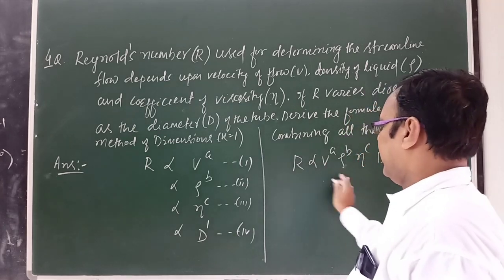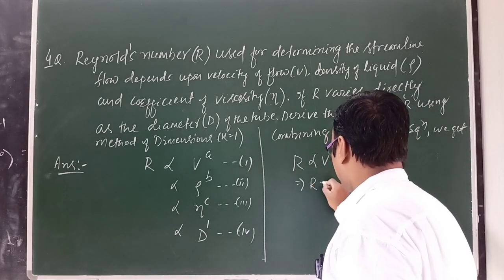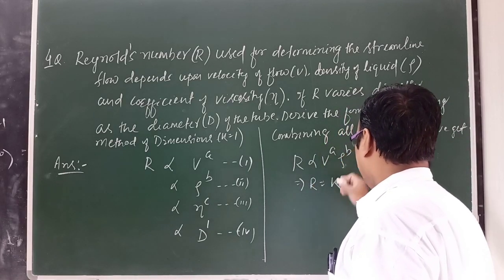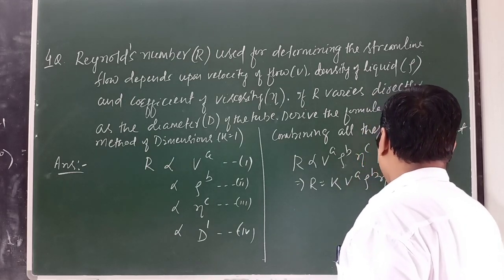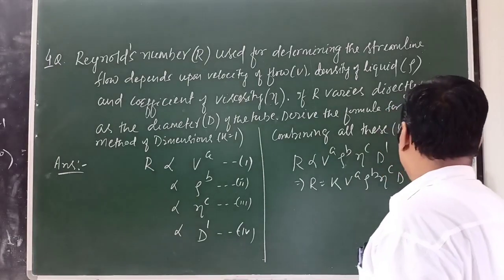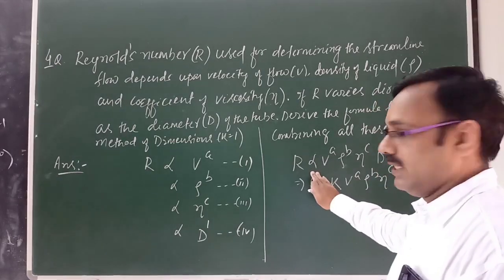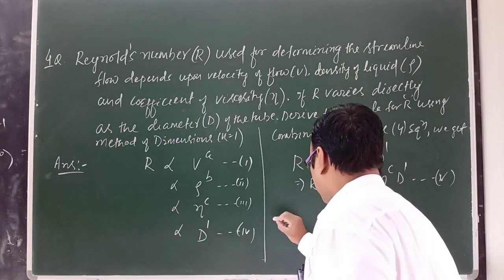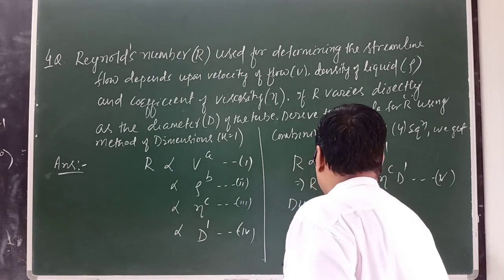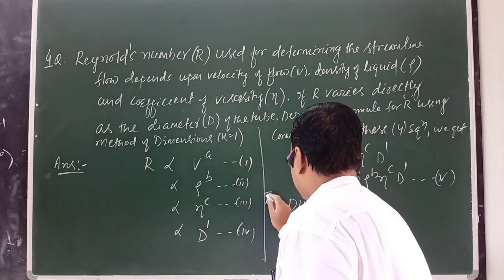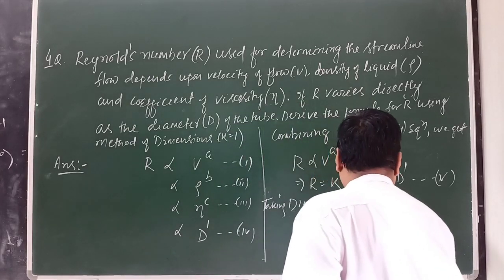Now we will take dimensional formula on both sides, or if you eliminate this proportional sign, what you get is K V to the power A, rho to the power B, eta to the power C and D to the power 1. Let it be equation 5. Now taking dimensions of the used fundamental quantities on both sides of the equation, what happens? Just take the dimensions.